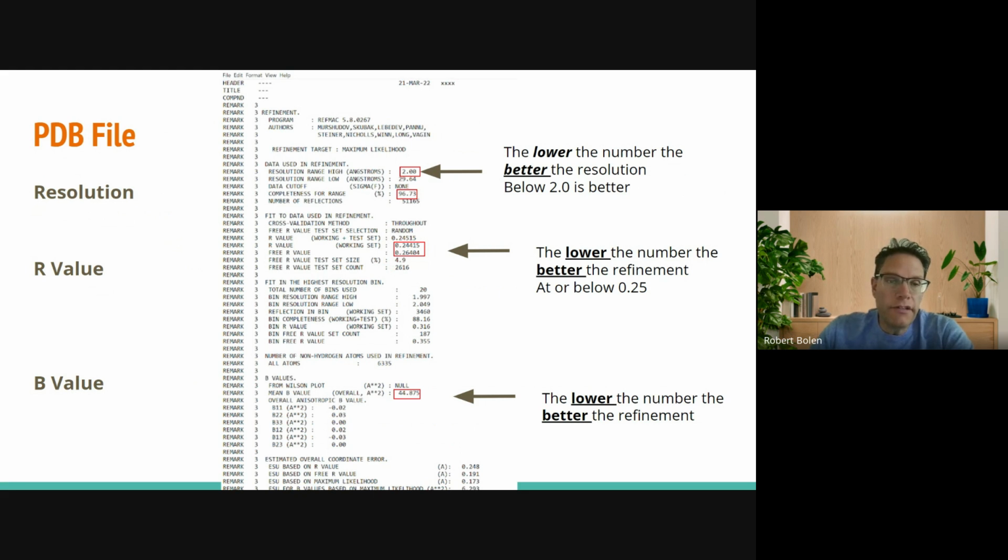And the B value is a temperature factor. It basically measures how much molecular movement you have. The more things are moving around, the faster things move around, the more blurry they get. So the lower the number, that means that there's less movement, which means there's less blur. So for all of these factors, the resolution, the R factor, and the B factor, the lower the number, the better the refinement, the better the resolution, the better the structure is likely to be, okay? And so this PDB file contains all that information, as well as all the actual details about each residue that makes up the amino acid primary structure.